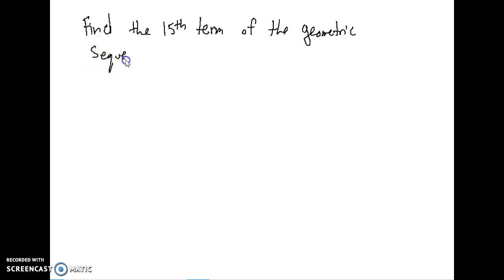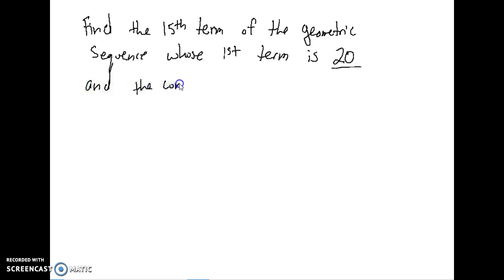Not only can I find my ratios, but then what I can do is I can find a value. So in this one, let's find the 15th term of the geometric sequence whose first term is, let's go with 20. So first term is 20, and let's say the common ratio is, let's be crazy, let's just go 1.05.